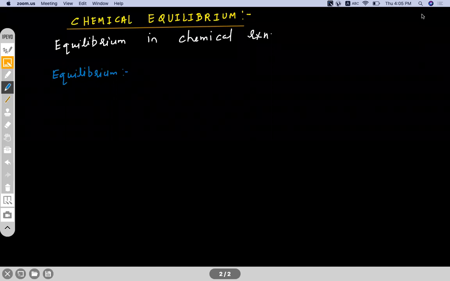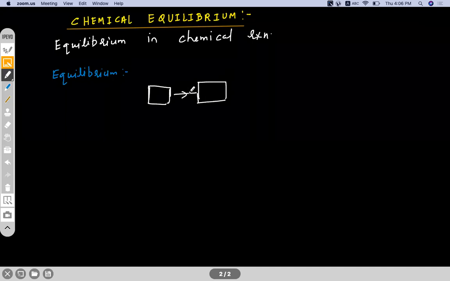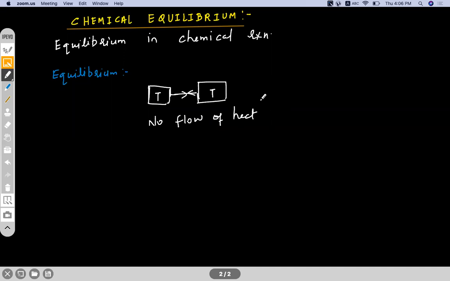Like you see, thermodynamics, we are finished, right? If you have two objects at the same temperature, then there is no flow of heat. And we say the two objects are at what equilibrium? Thermal equilibrium, right? If a temperature difference is there, the heat flows from high temperature to low temperature till the temperature becomes equal. Correct? So this is thermal equilibrium we have.